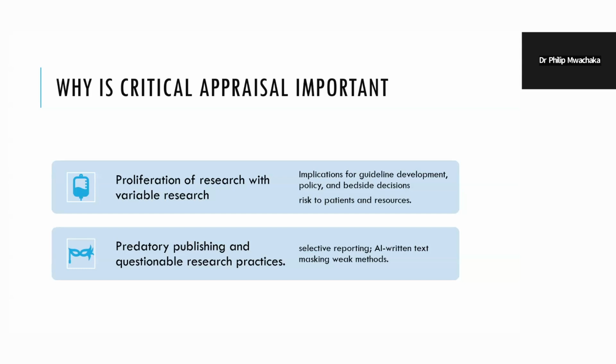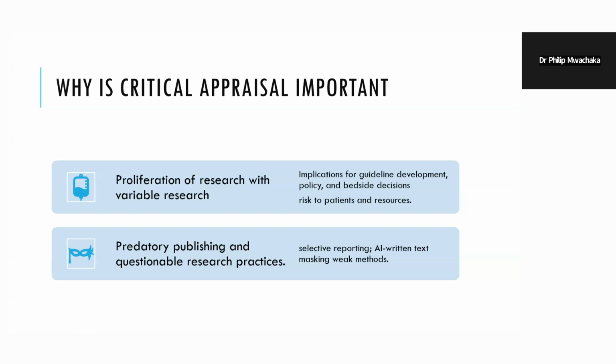So we need to have a way of looking at these publications to decide whether we can trust whatever the authors are talking about. Because with these variable research outputs, there's risk to patients and resources, especially if we use the wrong research. And then there's the issue of predatory publishing, that we have some journals that are usually published for the sake of publishing, maybe to get money from the authors, and then they end up just publishing research articles that may not be very trustworthy.